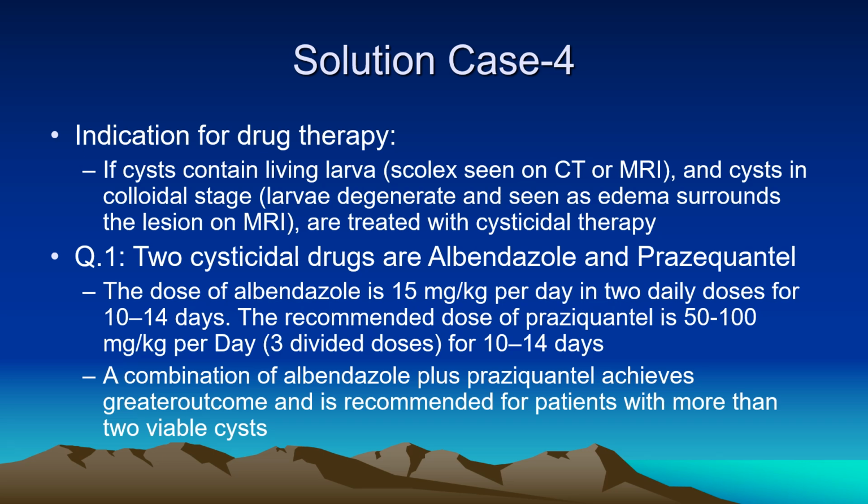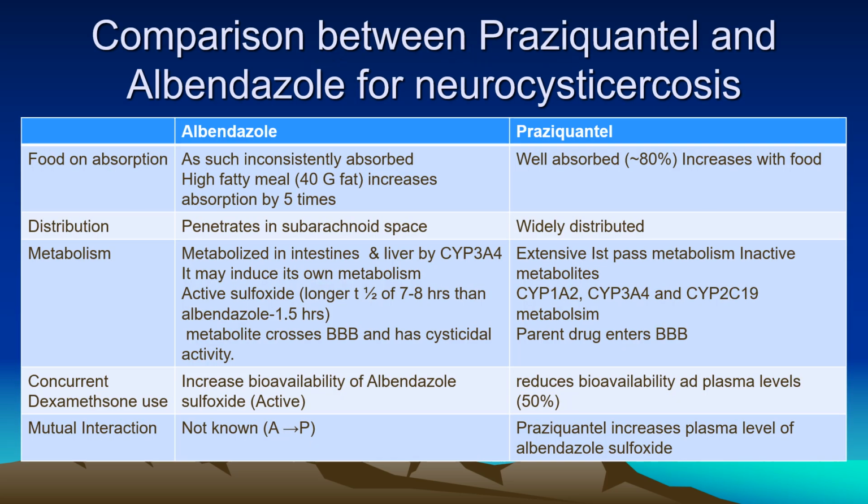These are treated with cysticidal therapy. Two cysticidal drugs are albendazole and praziquantel. Now, these two are effective, but when we compare, the absorption of albendazole is inconsistent, but a high-fat meal will increase absorption by 5 times. Praziquantel is absorbed very well, and the absorption may increase somewhat with food.